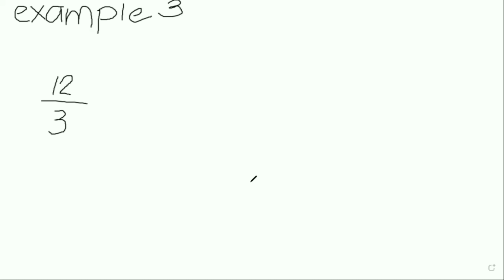Our third example is 12/3. So we are going to divide 12 by 3.